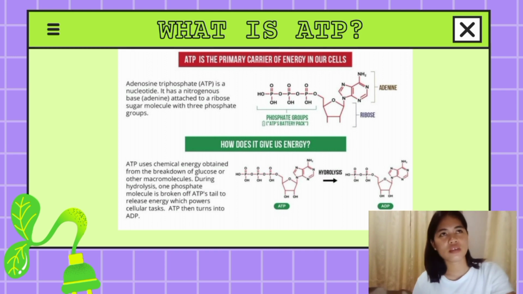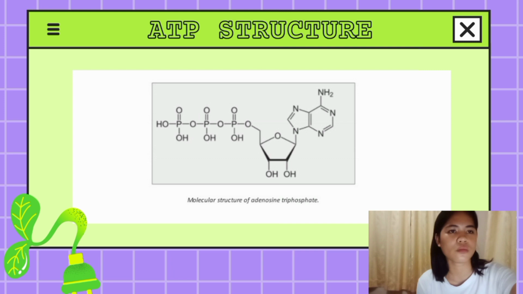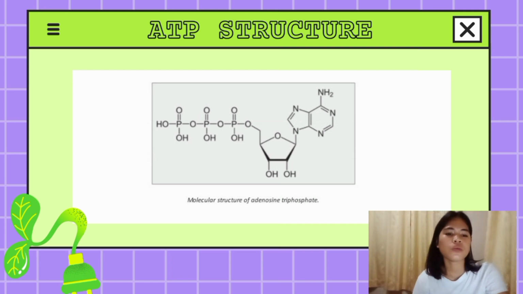By the way guys, in triphosphate it means there are three phosphates in adenosine. Now, let us proceed to adenosine triphosphate structure. As you can see in the picture, it is the molecular structure of adenosine triphosphate. The question is, how does this molecule store energy?